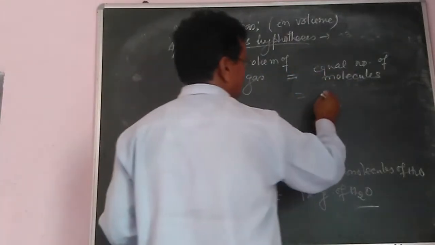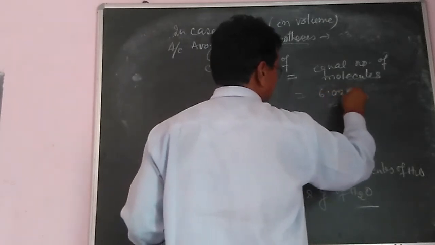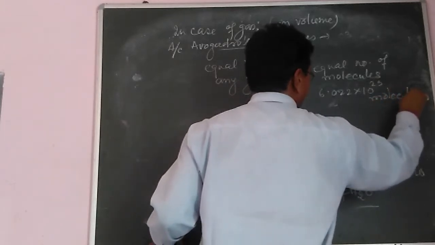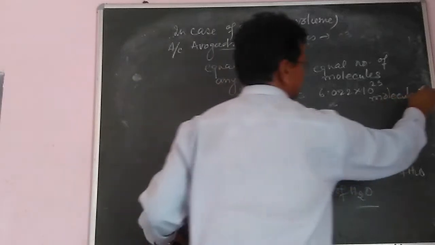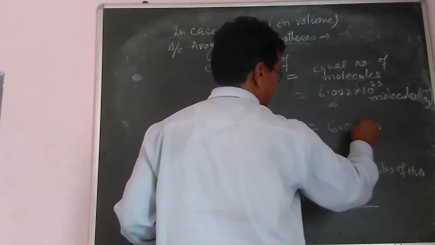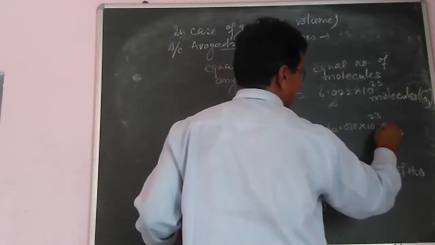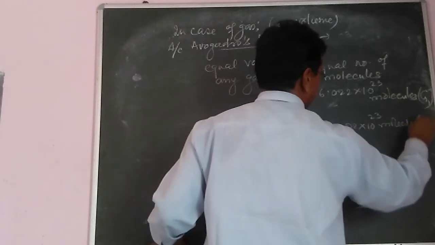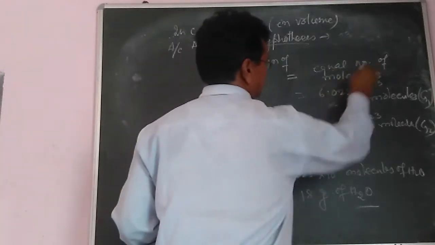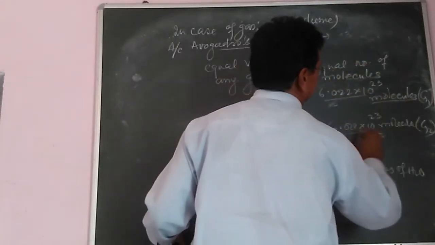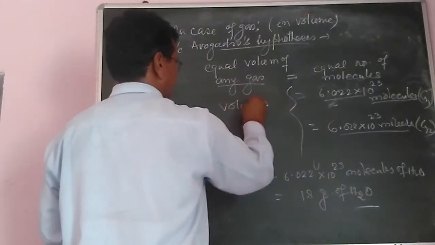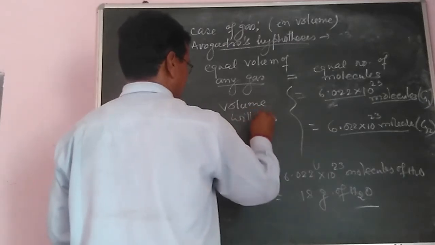Suppose the molecules in 1 mole is 6.022 into 10 to the power 23 molecules of gas 1. Suppose another gas, gas 2, also has 6.022 into 10 to the power 23 molecules. If different gases have an equal number of molecules, their volume will be the same.